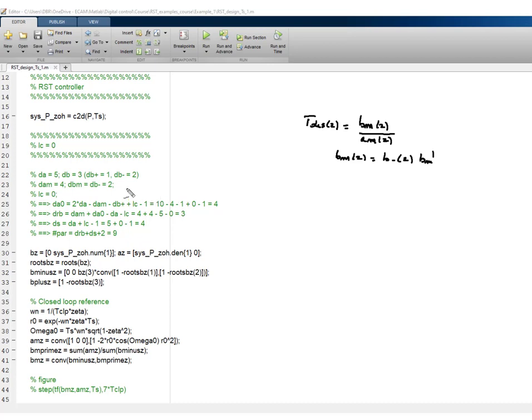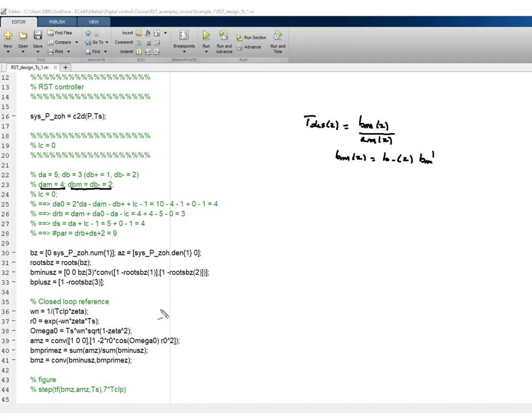So we have that the degree of A is 5, the degree of B is 3, so the delay in the process is 2. The degree of B plus is 1, the degree of B minus is 2. So we know now that the degree of Bm is 2 as well. It's the degree of B minus. We have to have the same delay in our reference model as in our process. So we know now that the degree of the polynomial AM is 4.